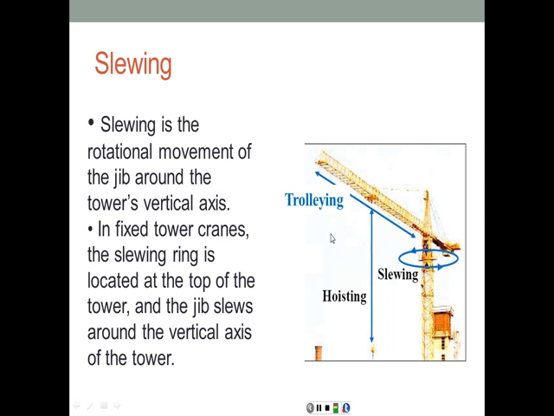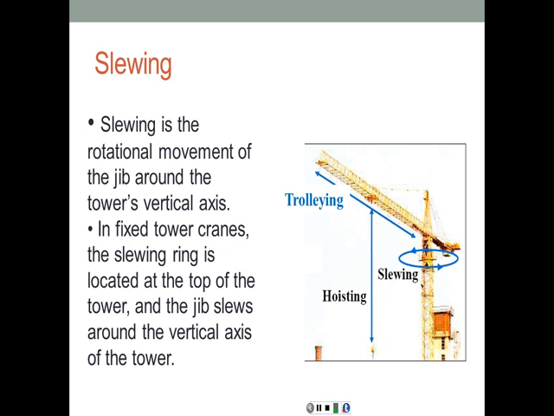The third motion is slewing or rotation. Slewing is the rotational movement of the jib around the tower's or the mast's vertical axis. In fixed tower cranes, the slewing ring is located at the top of the tower here, and the jib slews around the vertical axis of the tower.